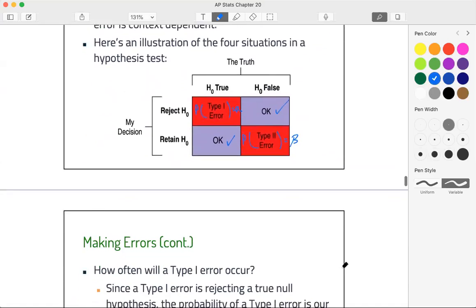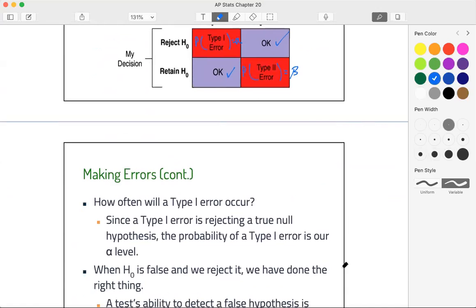So how often will a type 1 error occur? Since a type 1 error is rejecting a true null hypothesis, and we reject a null hypothesis when our p-value is below alpha, this is directly related to alpha. Therefore, the probability of making that error is our alpha level.